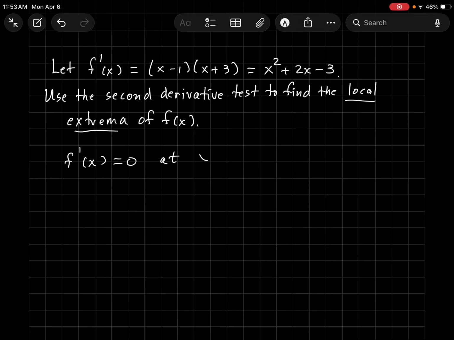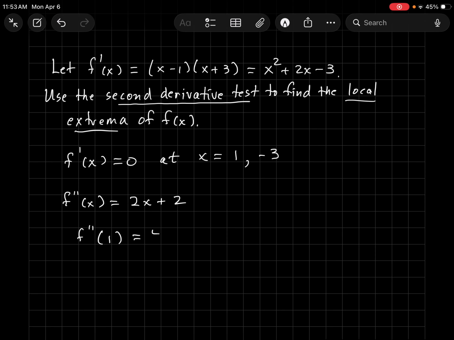Since we already have f prime, we can get that easily. f prime is 0 when x equals 1, or x equals negative 3. The second derivative test says, now let's finish this off with the second derivative. So we're going to find the second derivative, which is 2x plus 2. And let's find f double prime at 1, which is going to be 2 plus 2, or 4. And let's find f double prime of negative 3, which is negative 6 plus 2, or negative 4.